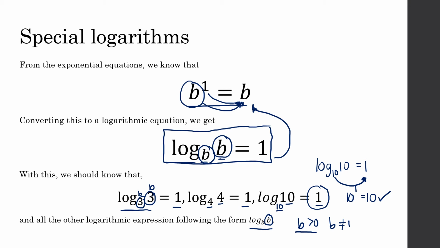Again, the key idea is if you have a log with a base b and the value is also the same as the base, the logarithm is equal to 1.